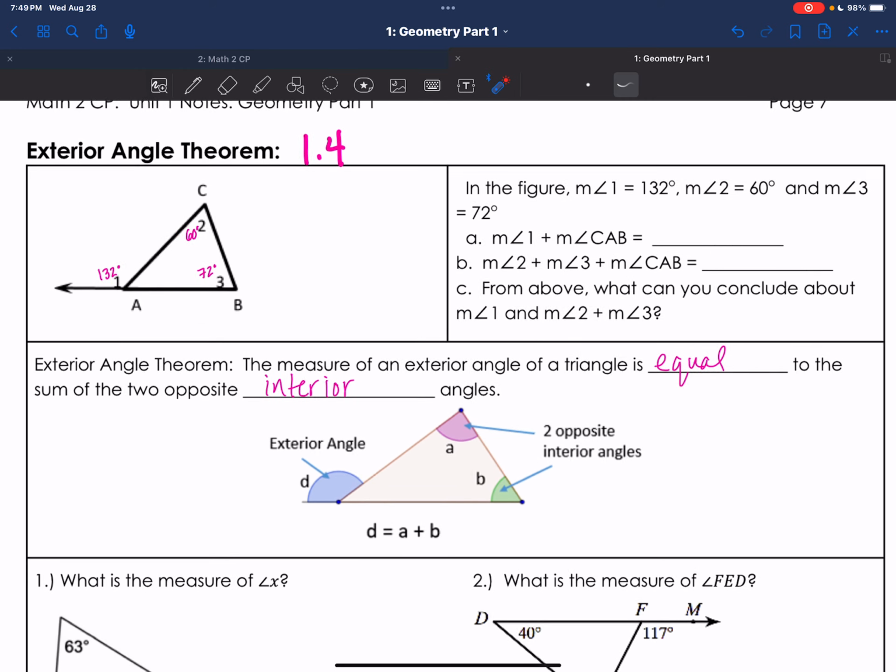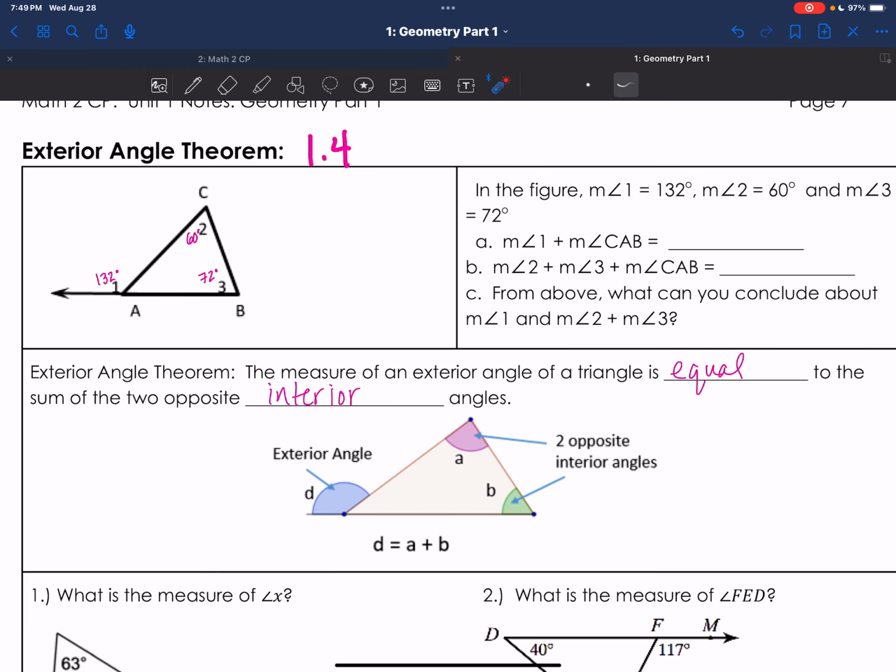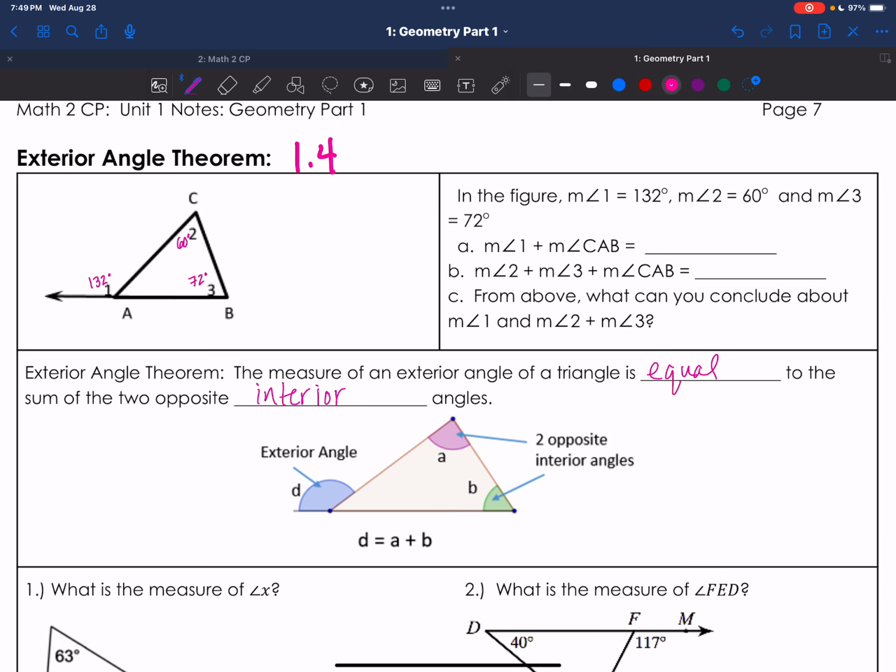Exterior angle theorem. When you look up at this first one, I've already labeled the angles for you. For the exterior angle theorem, exterior means outside. So we're going to talk about this. It says in figure 1, the measure of angle 1, that's how you say that, measure of angle 1, is 132. I've got that right here. And then the measure of angle 2 is 60. I've got that right here. And the measure of angle 3 is 72, and that's right here.